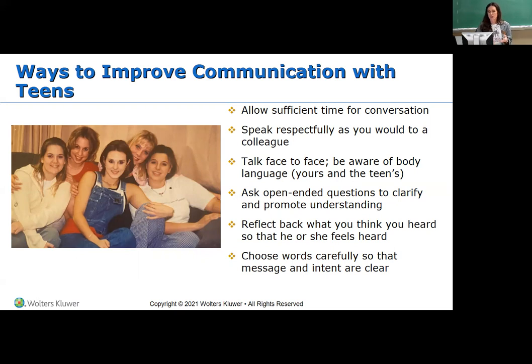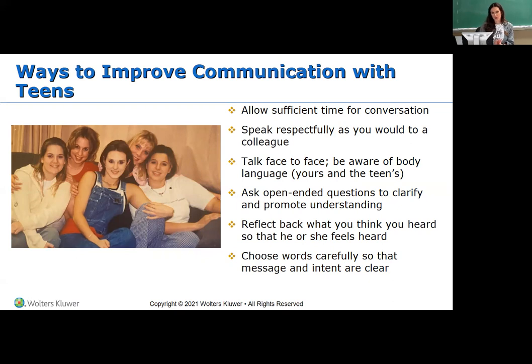You always want to speak respectfully to the teenager. You don't want to talk down to them. You don't want to speak to them as if they're still a child. I know they are still a child, but you need to start learning how to have mature conversations and speak to them in a linear way and not down to them.